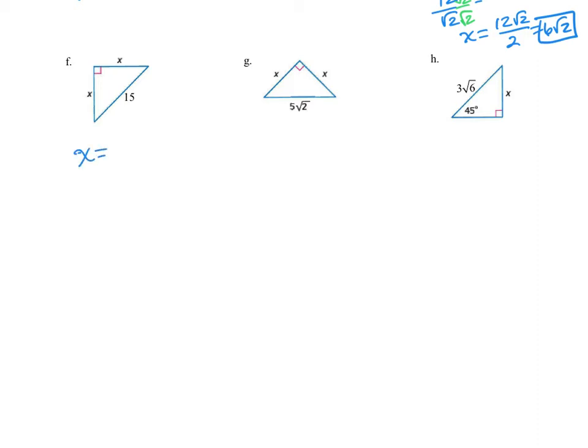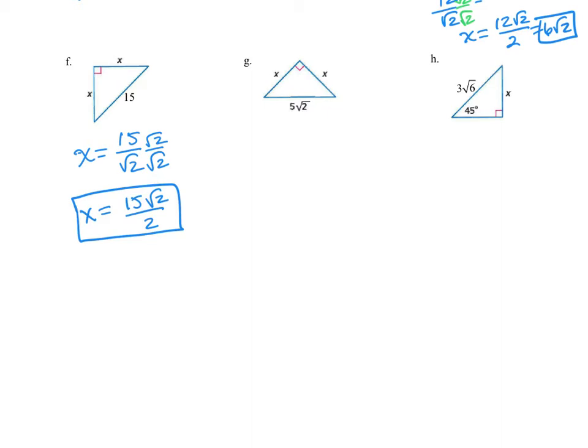To find out what x is, we're going to take that hypotenuse and divide it by the square root of 2. And then, rationalizing that denominator again, let's multiply top and bottom by the square root of 2. So x would be 15 times the square root of 2 all over 2. And that would be our final answer.